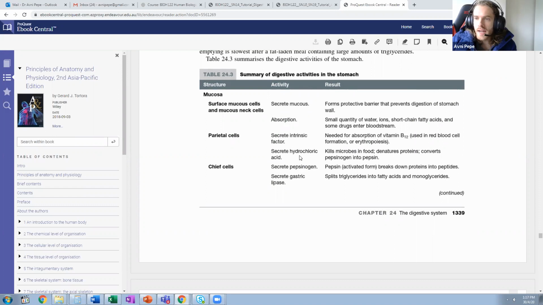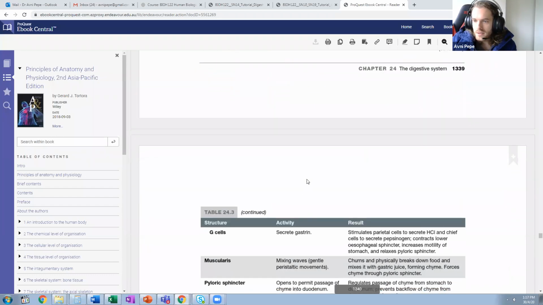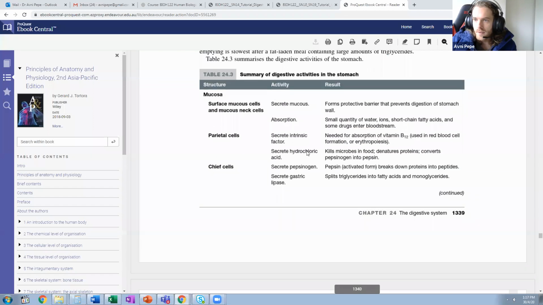Okay, hydrochloric acid can also be released by the activity of acetylcholine from the parasympathetic nervous system, or it can also be released in response to histamine as well. There is a way that this is regulated. So the release of hydrochloric acid is regulated through something called somatostatin, which we'll talk about in a moment.